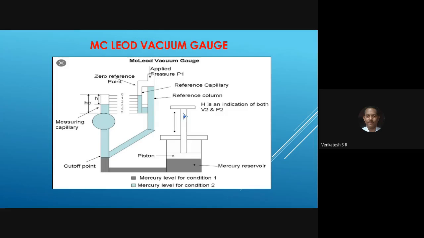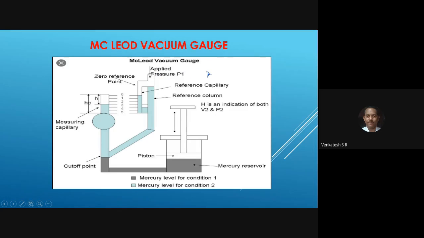Before measuring the negative pressure, move this piston up and down, which contains the mercury. The mercury rises inside the measuring capillary as well as the reference capillary, and the reference capillary has the opening. You have to connect this to the source where you want to measure the negative pressure.